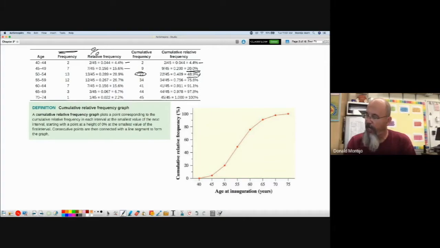Why do we have 48.9 next? Because it was an accumulation, cumulative, of 4.4, 15.6, and 28.9.